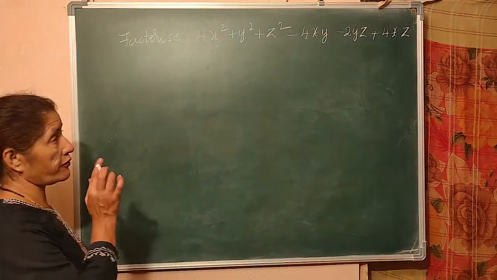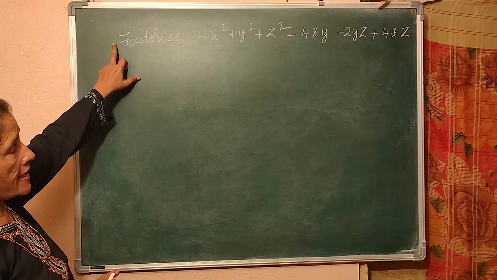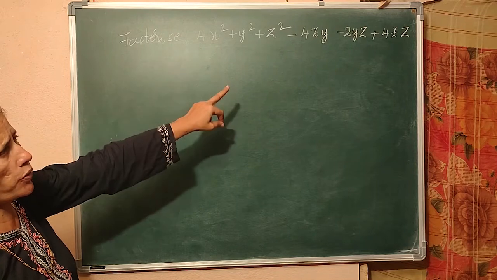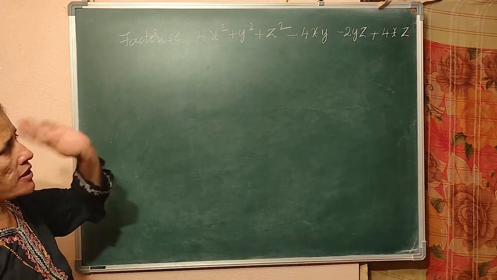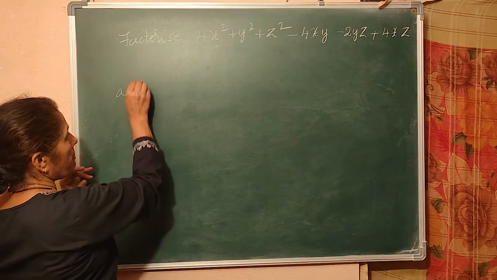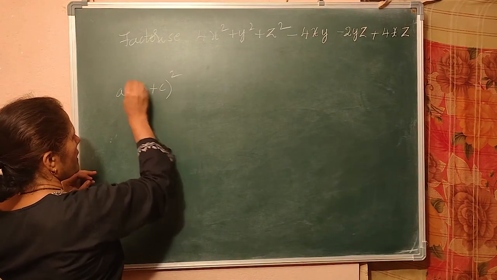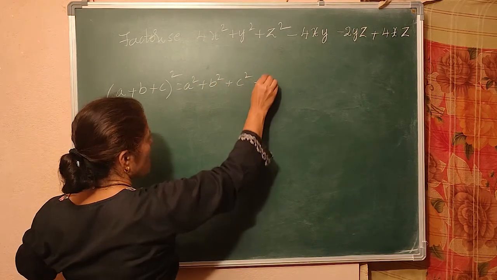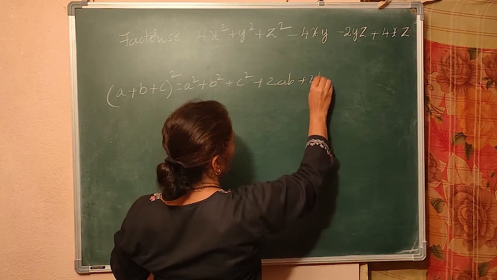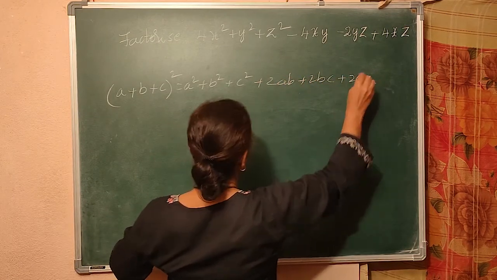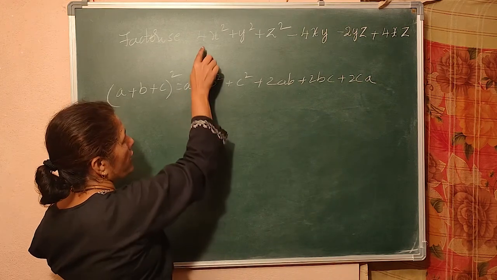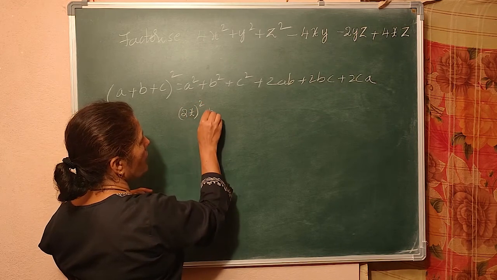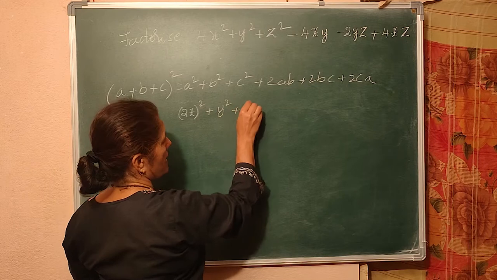Now, my last question of today's class. Factorize 4x square plus y square plus z square minus 4xy minus 2yz plus 4zx. It looks like (a + b + c) the whole square is equal to a square plus b square plus c square plus 2ab plus 2bc plus 2ca. Right? So, I write down a square, in the place of a, (2x) the whole square plus y square plus z square.